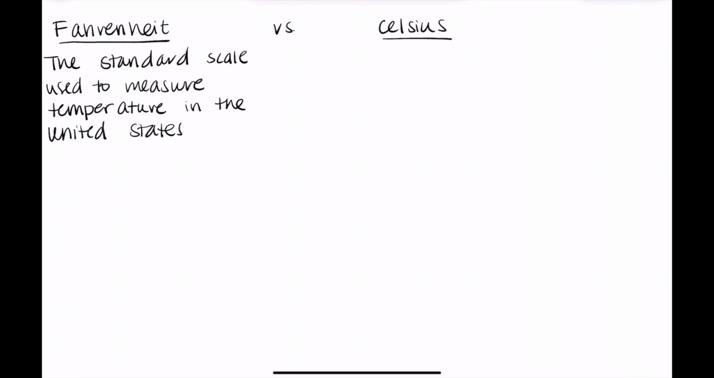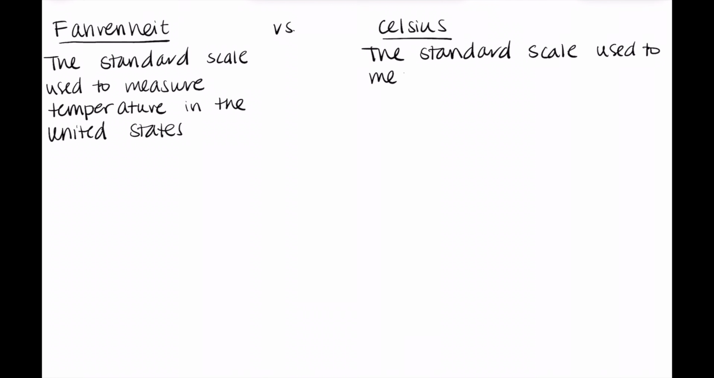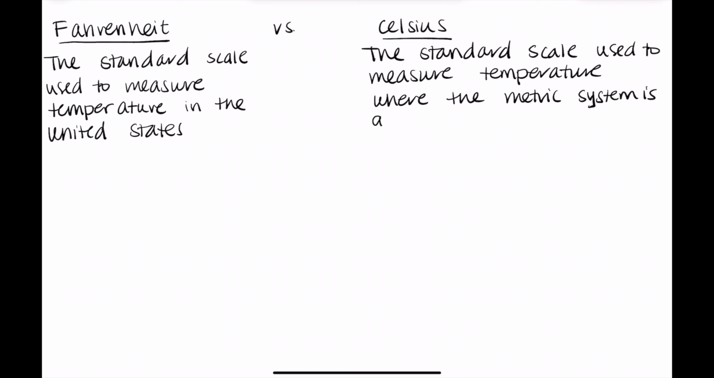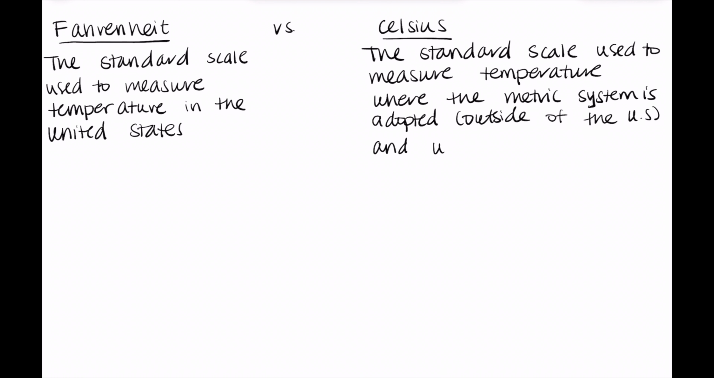Celsius is the standard scale used to measure temperature where the metric system is adopted. So if you haven't watched that video on the metric system, go ahead and watch that. The metric system is used outside of the US, and it's also used widely in the scientific world. So Celsius is going to be used a lot. If you live in the US, you'll have to know how to convert from Fahrenheit to Celsius for any types of science problems or if you end up traveling outside of the States.